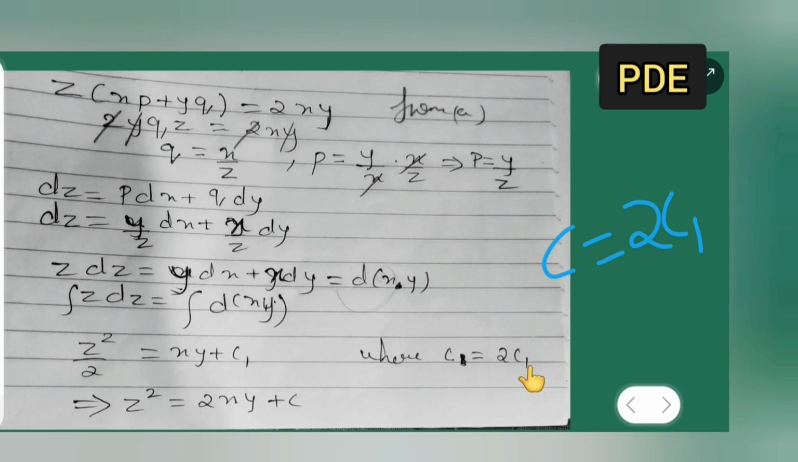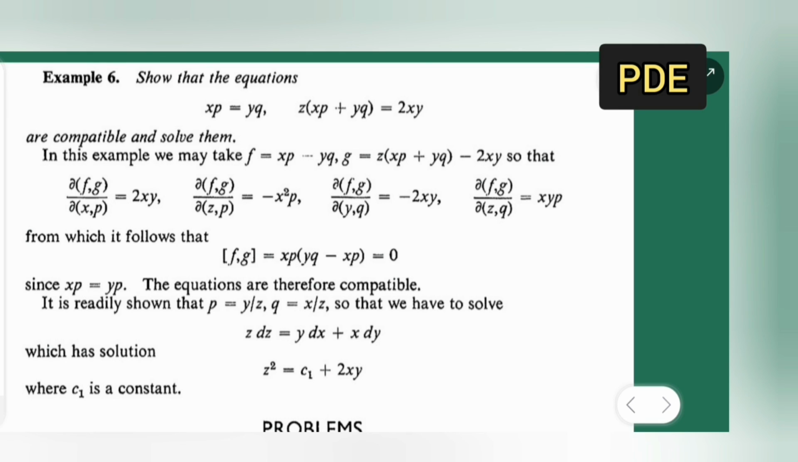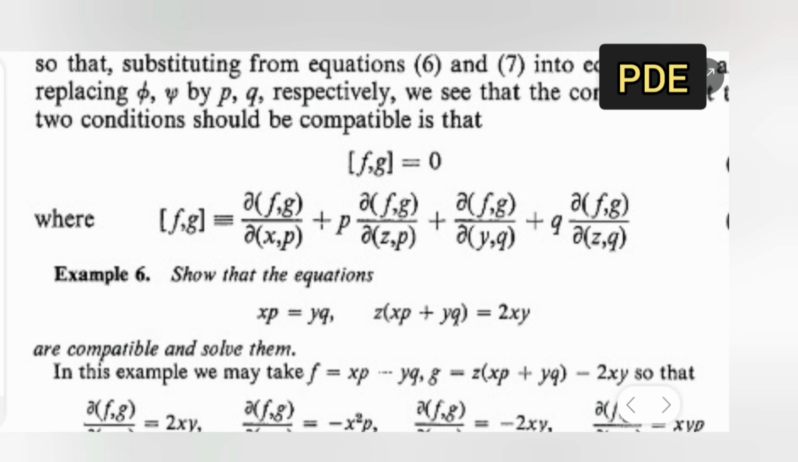So actually this example is from the textbook. This is the textbook exercise. They have not given every step, which I have solved for you all. And this is the Jacobian, the condition for two equations to be compatible.